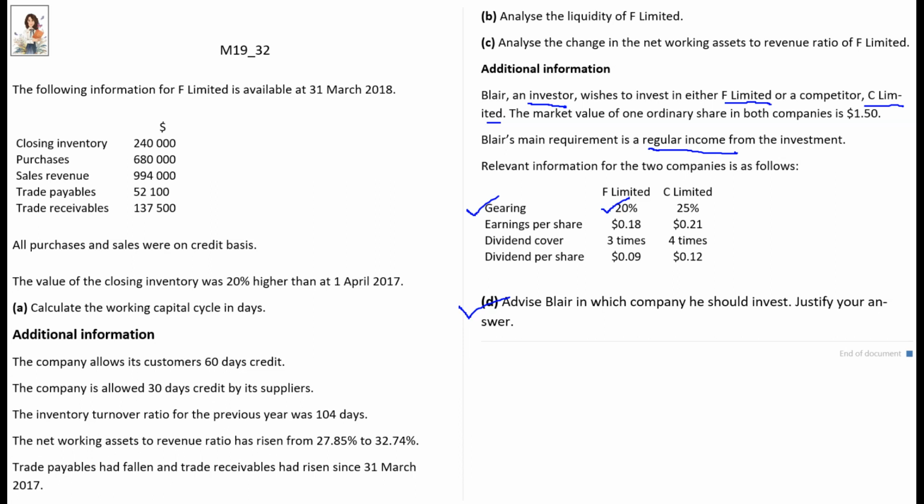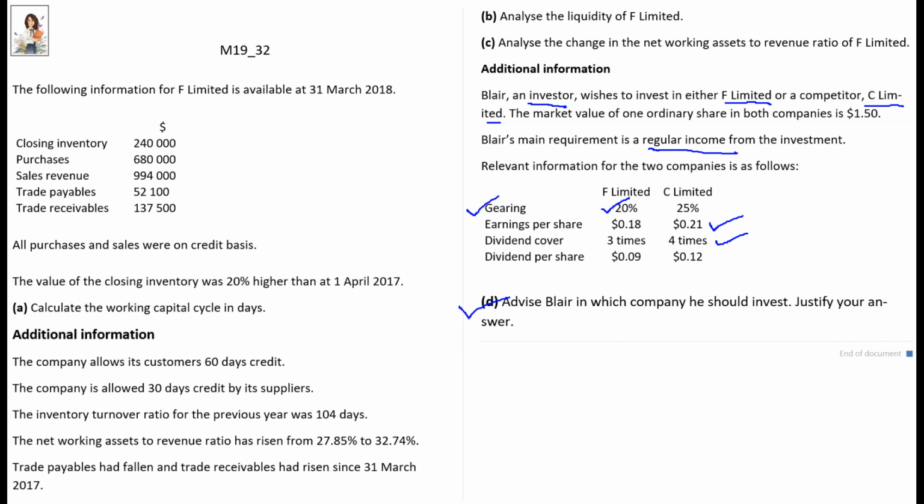Next, we look at earnings per share. It is higher for C Limited, which is better. It indicates greater profits for each share held. Coming to the dividend cover ratio, again this is higher for C Limited, which is better, indicating that there is a greater proportion of profits available for the payment of dividends.